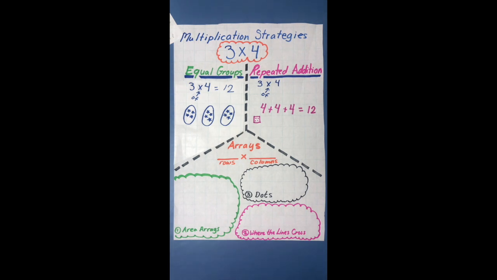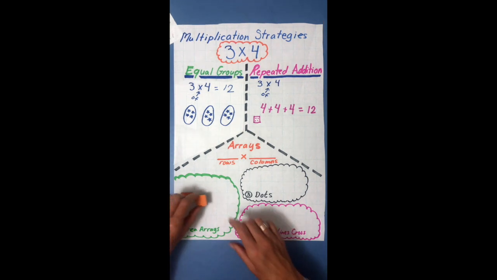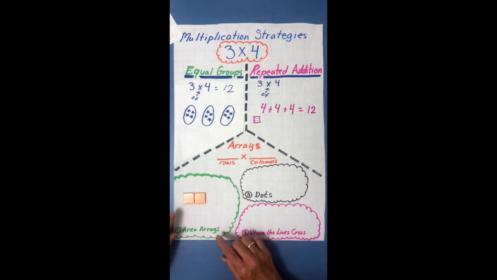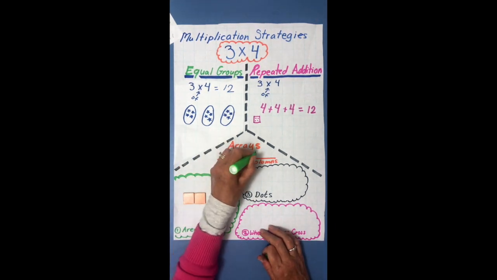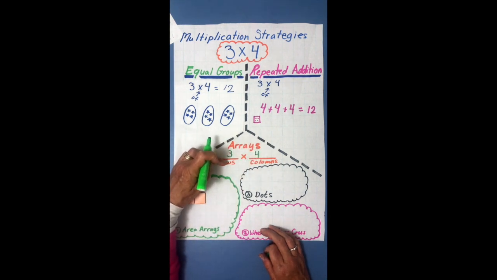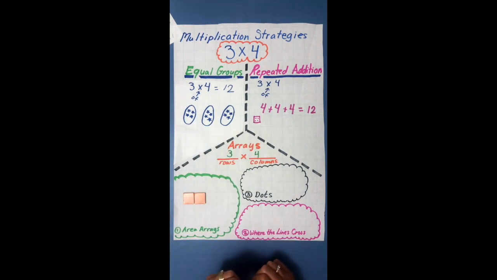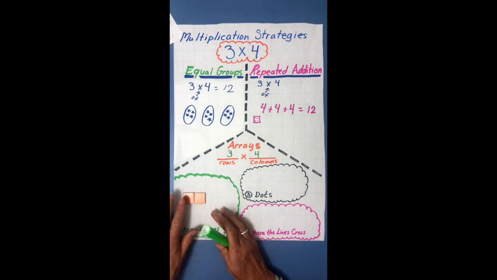So let's try area arrays. Now when you're doing area arrays, if you think of the song perimeter plus it's the frame of the window, area is the squares, or length times width, you'll know they call this an area array because you're using squares. So if I write in my problem, which is 3 groups of 4, I know I'm going to have 3 rows and 4 columns. So I'm going to do 3 rows of 4.